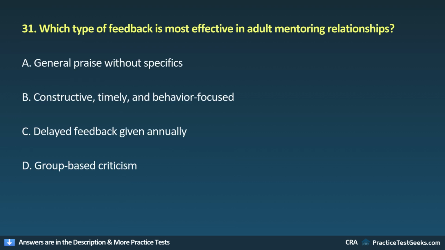31. Which type of feedback is most effective in adult mentoring relationships? A. General praise without specifics. B. Constructive, timely, and behavior-focused. C. Delayed feedback given annually. D. Group-based criticism.